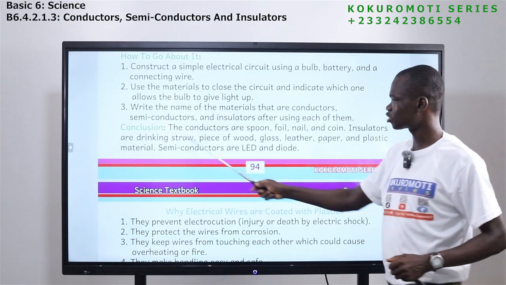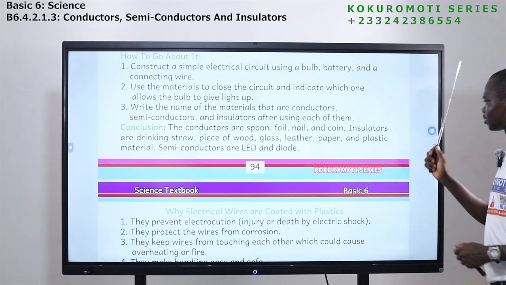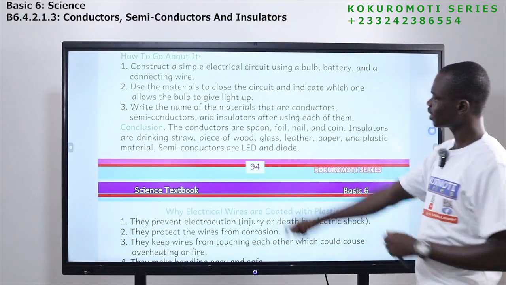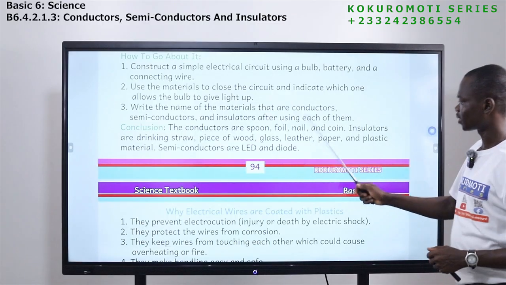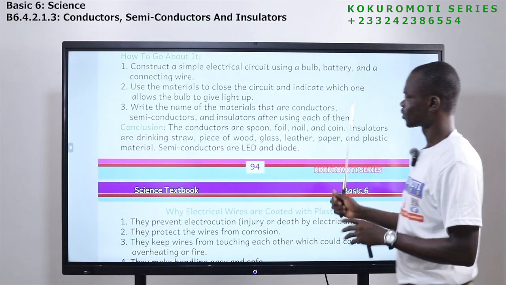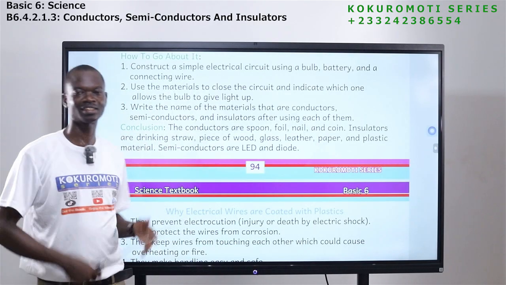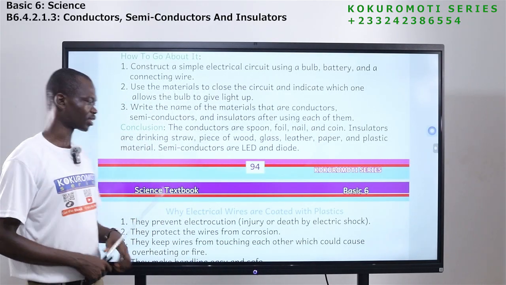Insulators are drinking straw, piece of wood, glass, leather, paper, and plastic material. The semiconductors are lead and diode. So this is what you should know. These are examples of conductors, examples of semiconductors, and then examples of insulators. Okay.